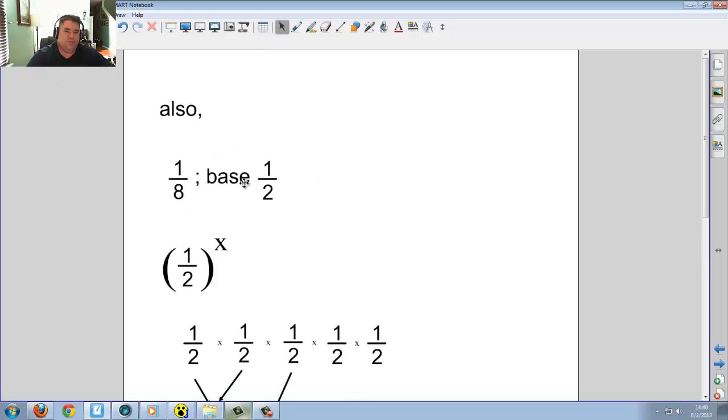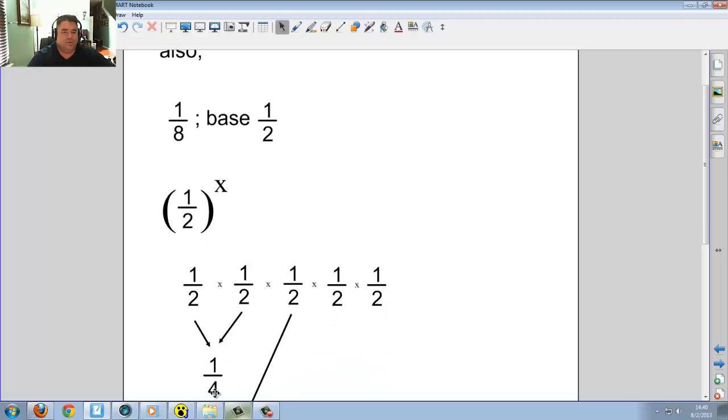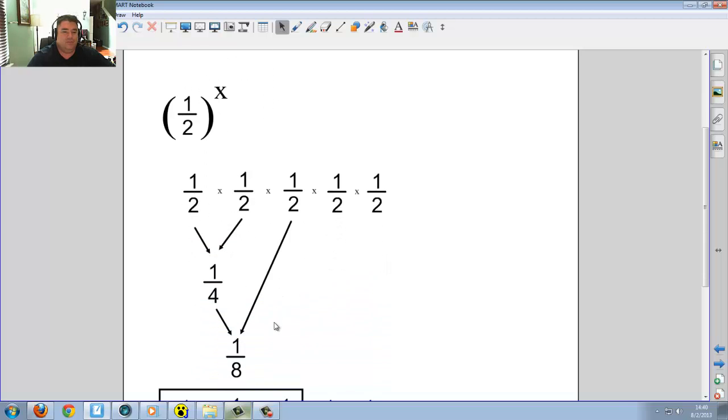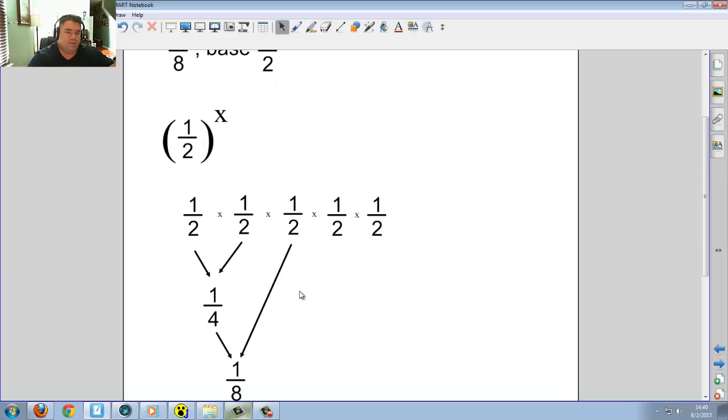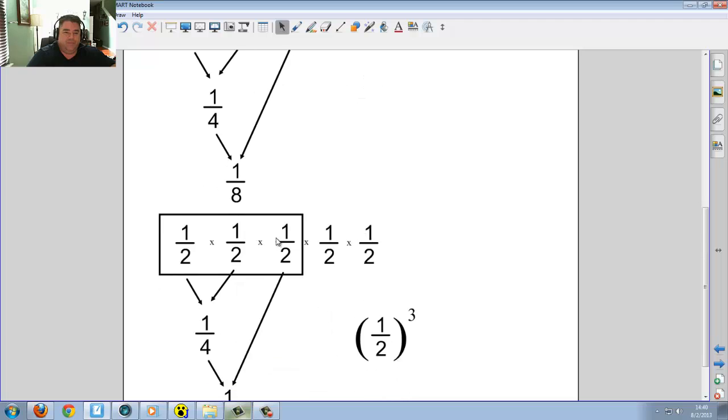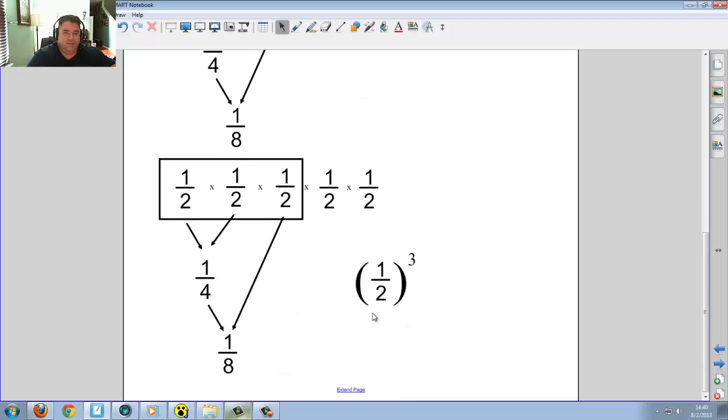Also, 1/8 with the base of a half. It looks kind of weird, I admit, but just line up the halves, and you'll see what I'm saying. A half times a half is a 4th. Times another half is the 8th. So there's 1, 2, 3. Now you might say, that's an odd number, how does that work? Yeah, but we're not doing negatives. We're just doing fractions. And when you multiply by fractions, the value gets smaller every time if the fraction is less than 1. So 3 halves make 1/8. So 1/2 in parenthesis to the 3rd power.